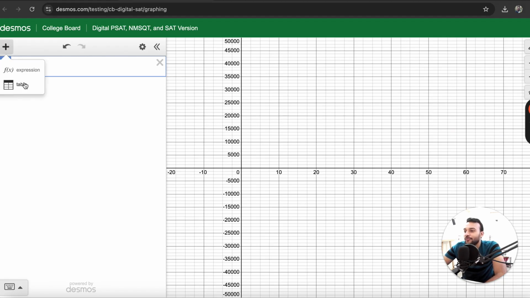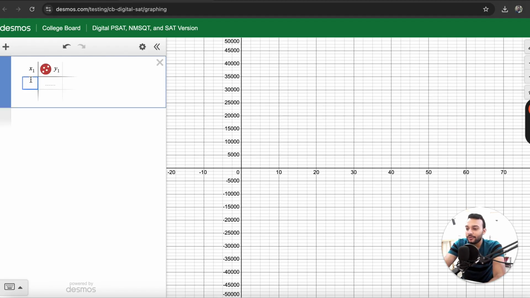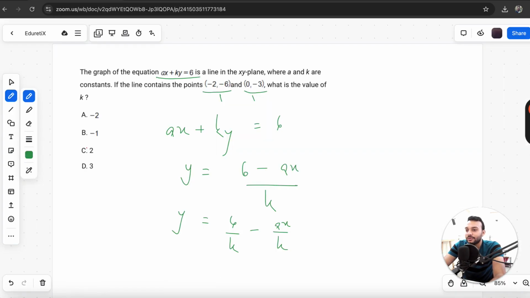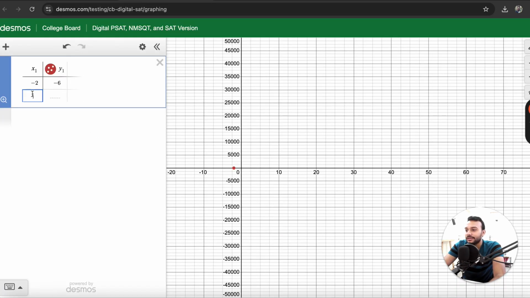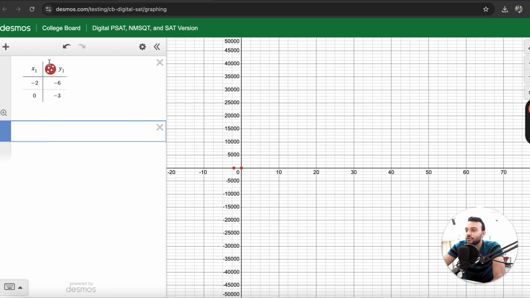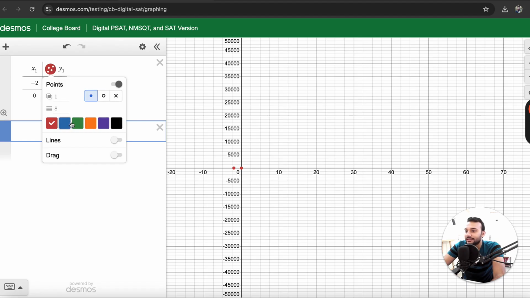First of all, go for table. Now put the points negative 2 comma negative 6. And what's the other point? 0 comma negative 3. You can choose to join the points or you can leave them as it is. So I'm going to join.